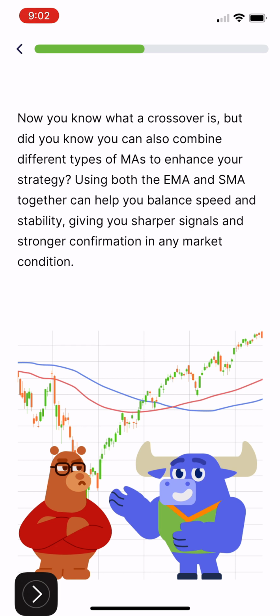Now you know what a crossover is, but did you know you can also combine different types of EMAs to enhance your strategy? Using both the EMA and SMA together can help you balance speed and stability, giving you sharper signals and stronger confirmation in any market condition.